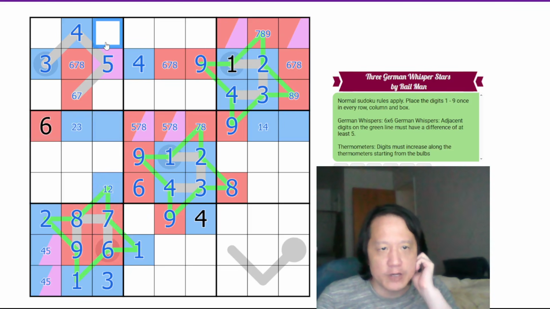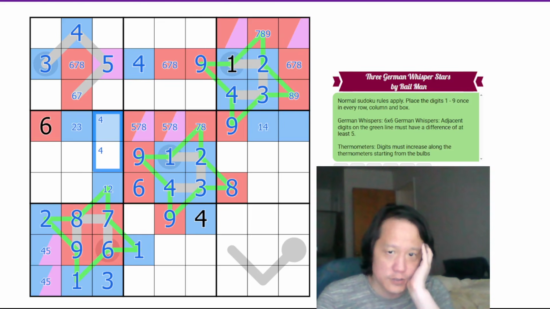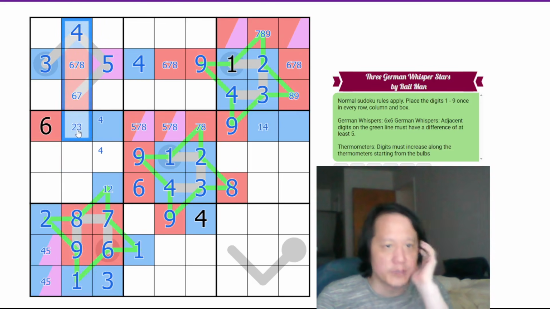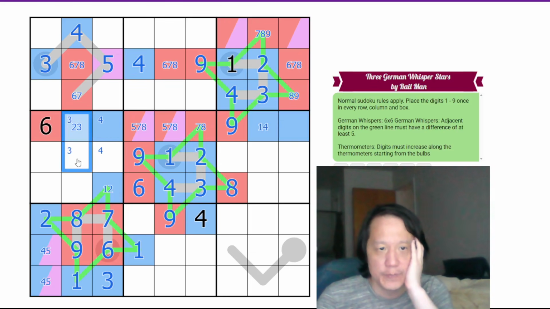Where is 4 in column 3? Cannot be here because of 4 in the box. These are filled out. Cannot be here because it can't be next to 8 or 7 on the Whisper line. So 4 has to be one of those 2 digits. What about 3 in column 2? 3 can't be here or here because of 3 in the boxes, so 3 has to also be one of those 2 digits there.